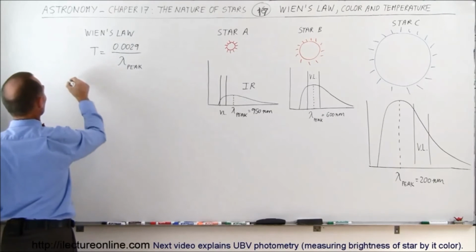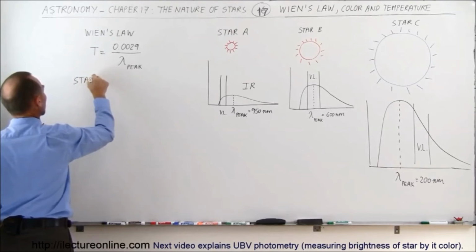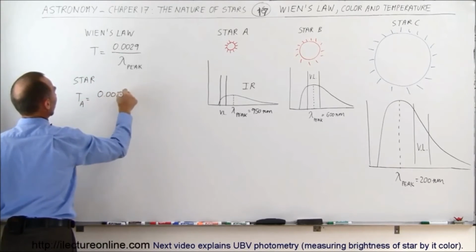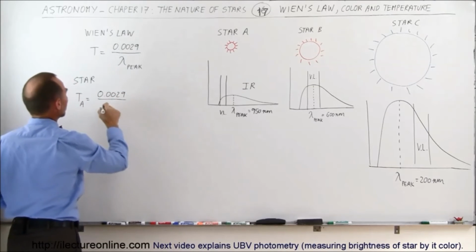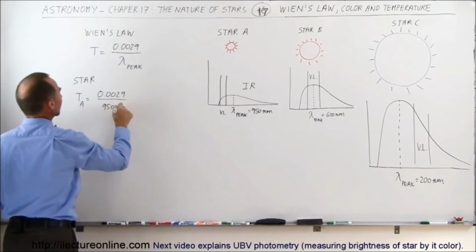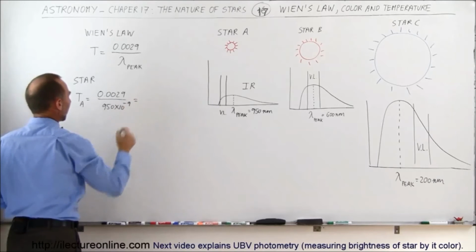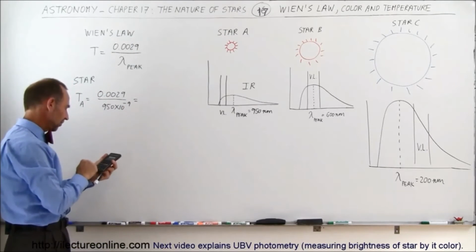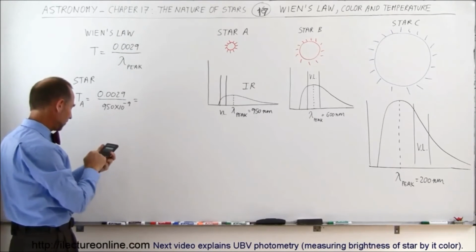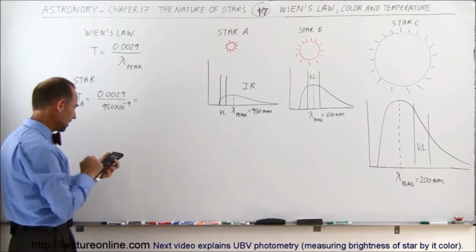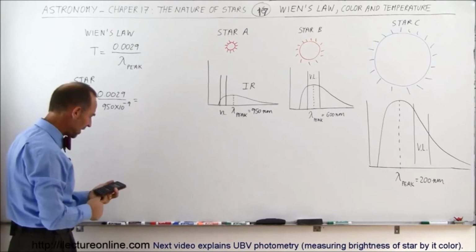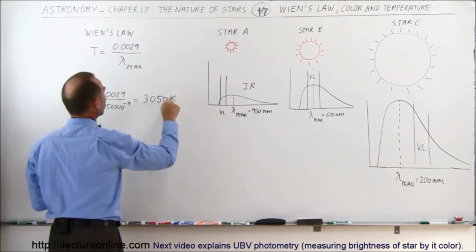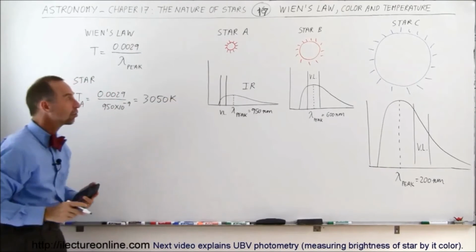So let's try it. For star A, the temperature of star A is therefore equal to 0.0029 divided by the wavelength, which would be 950 times 10 to the minus 9 meters. And so that will give us a temperature in Kelvin of about 3050 degrees Kelvin. So that would be one of those smaller redder stars.